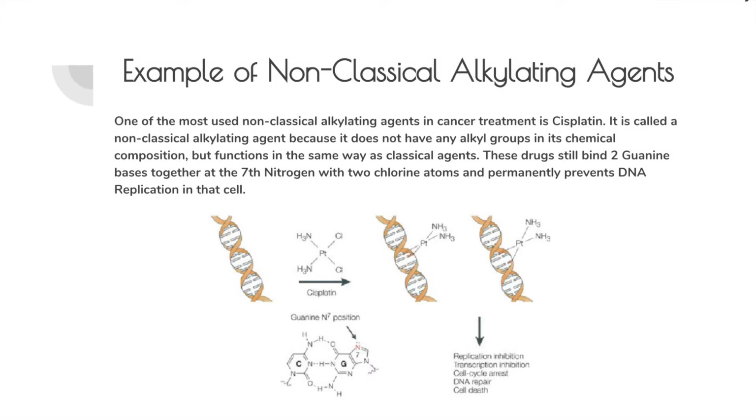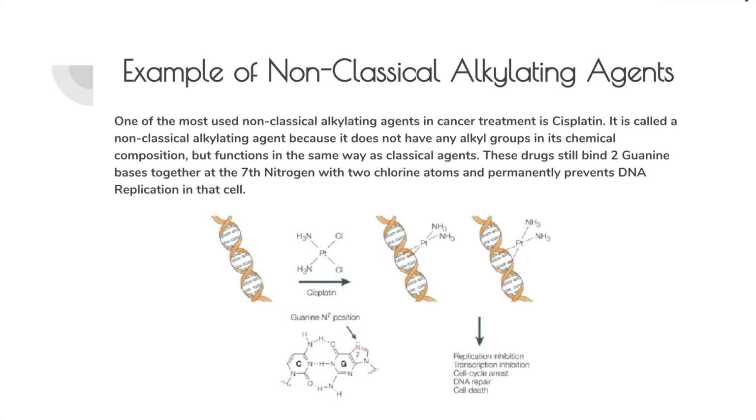One of the most used non-classical alkylating agents in cancer treatment is cisplatin. It's called a non-classical alkylating agent because it does not have any alkyl groups in its chemical composition, but functions in the same way as classical agents. If you look at the image, you can see that it consists of 2 NH3 groups, a platinum, and 2 chlorine atoms. Similarly to the classical agents, these drugs still bind 2 guanine bases together at the 7th nitrogen with 2 chlorine atoms and permanently prevent DNA replication in that cell.